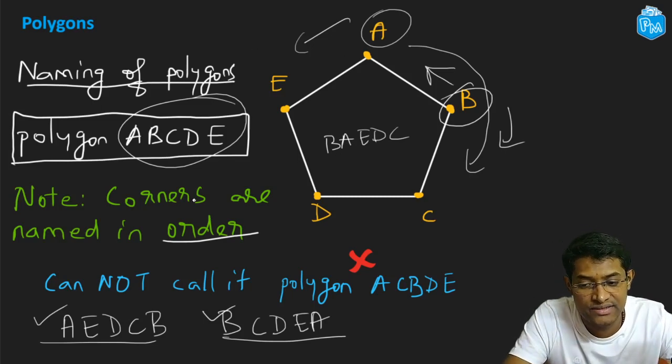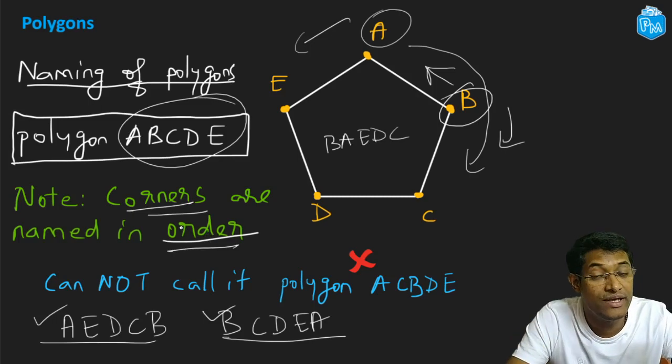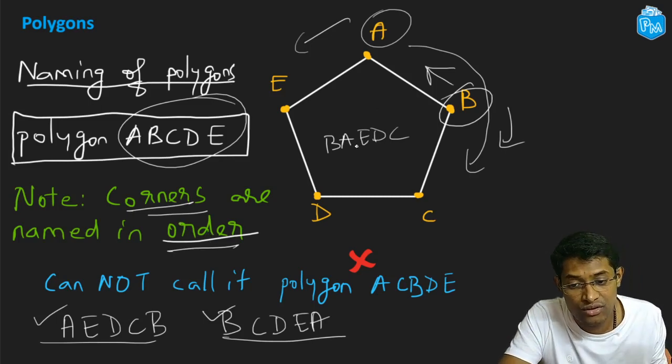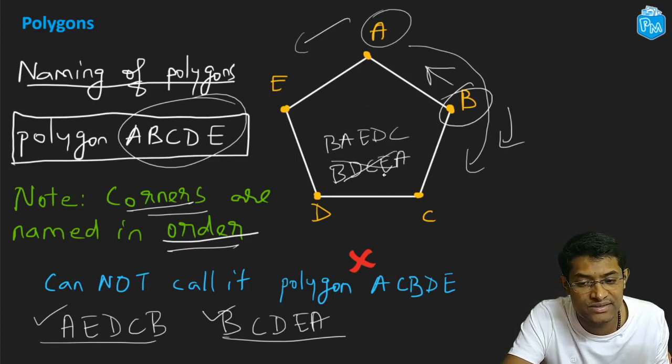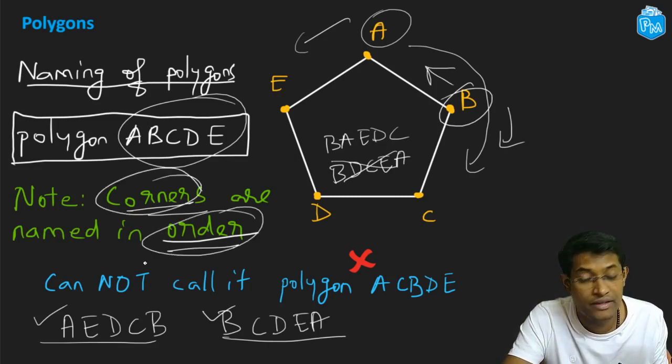In all these cases, you can see that the corners are put in order when you name the polygon. If you call this polygon B, D, C, E, A, this is wrong because the corners are not in order in this case. And to name a polygon, you have to maintain the corners in order.